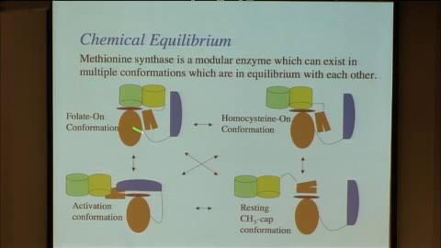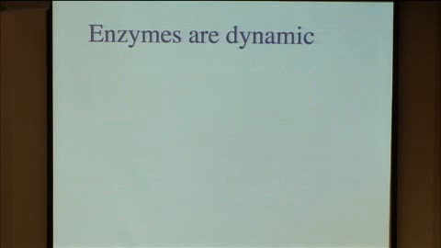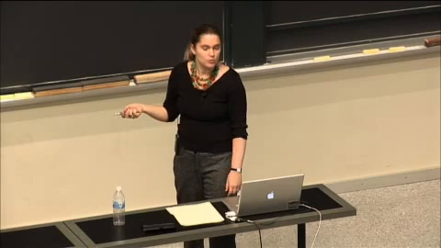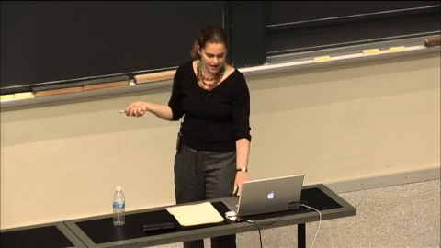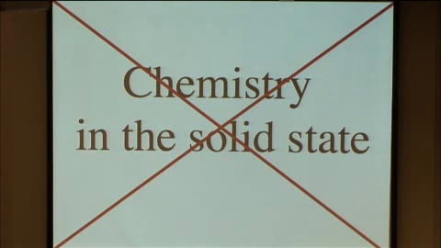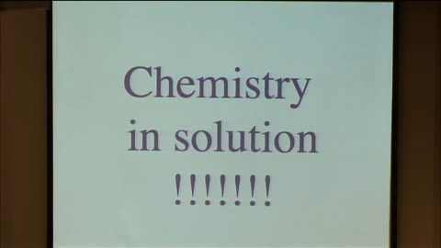So you need to have a structure with the folate binding domain on top of the red B12. You need to have homocysteine in yellow on top of the B12. You need to have a resting state where those helices are on top of the B12. And you need to have an activation state where the AdoMet domain is on top of the B12. And all of these states are going to be in equilibrium with each other. And they're going to be moving, which means that enzymes are dynamic, which means that chemistry is dynamic. Chemistry in the body is not in the solid state. Chemistry in the body is in solution.